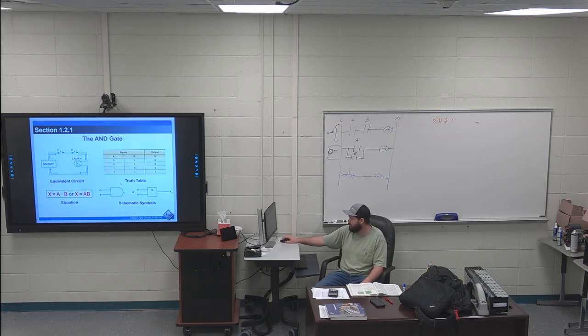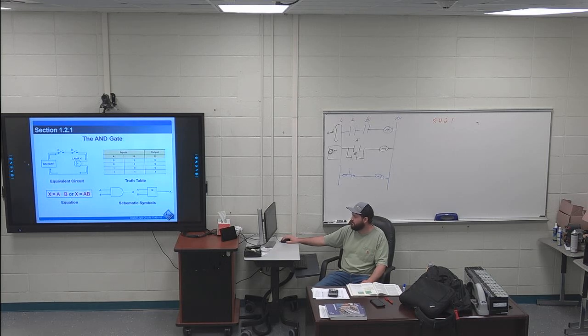This sideways mound looking thing is the AND gate, so I have to have A and B in order for my X to turn on. So in my truth table, A and B are off, X is off. B is on, A is off, off. A is on, B is off, off. A is on, B is on, output is on. The only way to get X to turn on with an AND gate is to turn on both A and B.